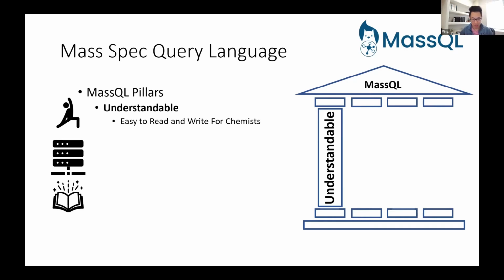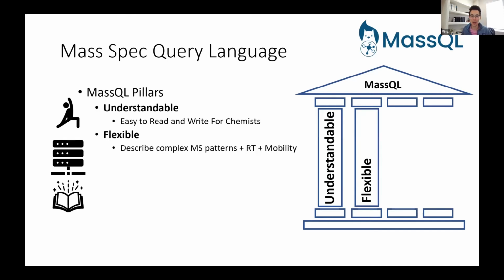So basically, the key pillars of what we wanted to do for MassQL was it needs to be understandable. So you as a chemist need to be able to read and write in this language. So it's like pseudo-English, right? Or kind of pseudo-human language. It needs to be flexible. So there's a lot of different patterns and things that you all want to look for. And it needs to be expressive and flexible enough to capture a huge swath of what you're actually trying to find without having to jump through a lot of hoops.